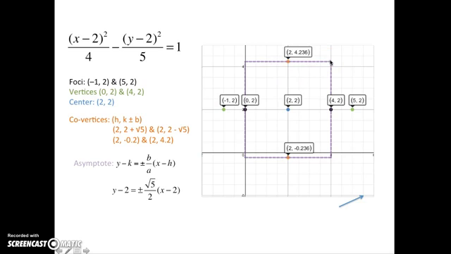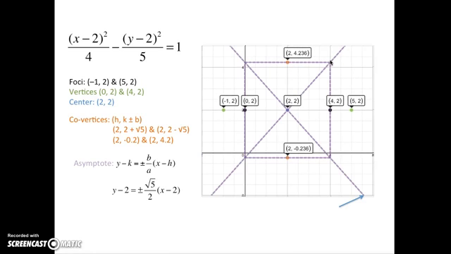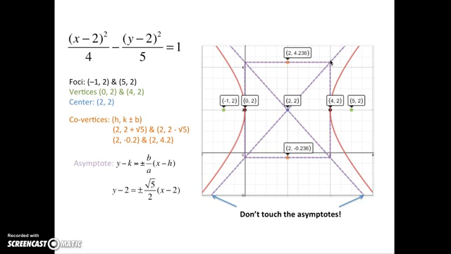So all you have to do for your asymptotes is draw diagonal lines that go through the corners. And then lastly, we need the shape of our hyperbola. And make sure you don't touch the asymptotes.